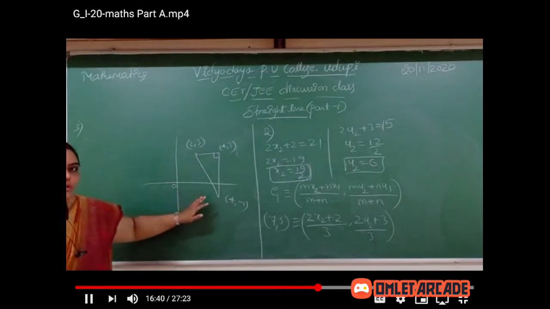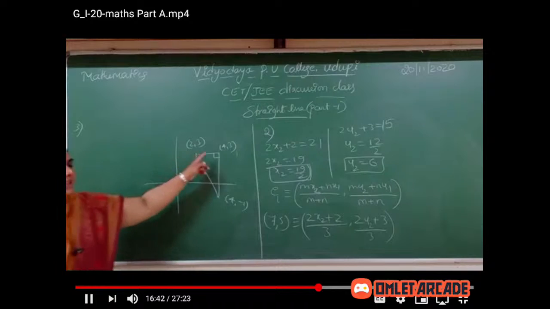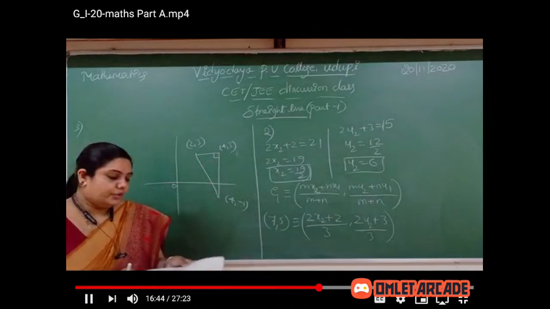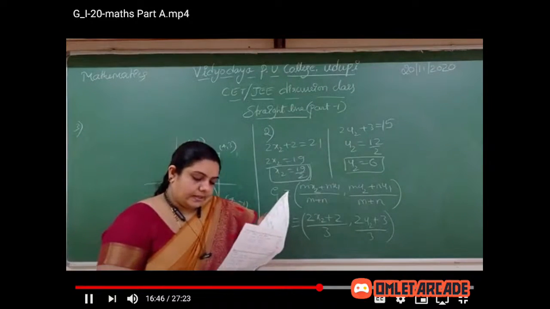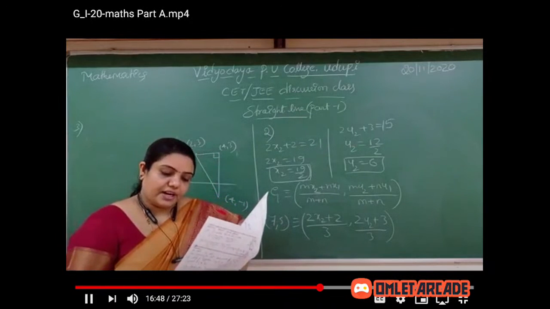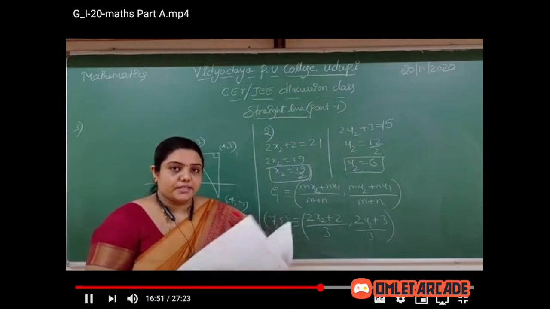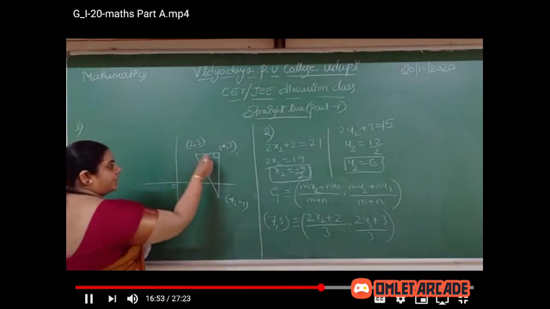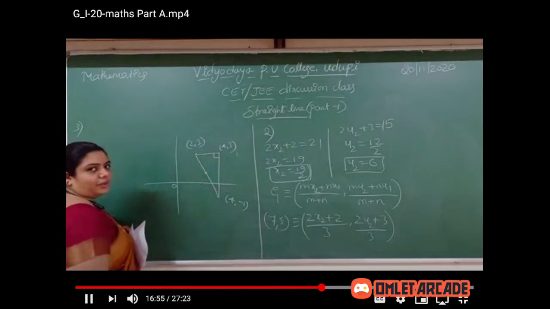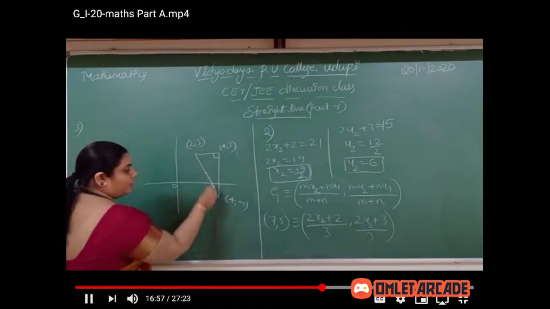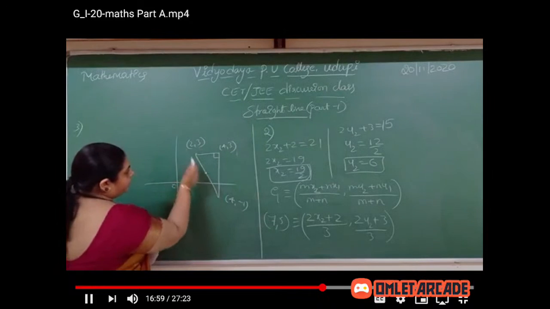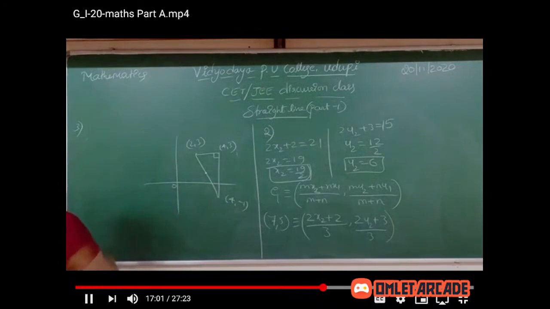When you roughly plot the graph of this, we get a right angle triangle. Now use the note I have given. The circumcenter of a right angle triangle is the midpoint of the hypotenuse. See, this is the hypotenuse. Midpoint of that means you have to use the midpoint formula, isn't it?